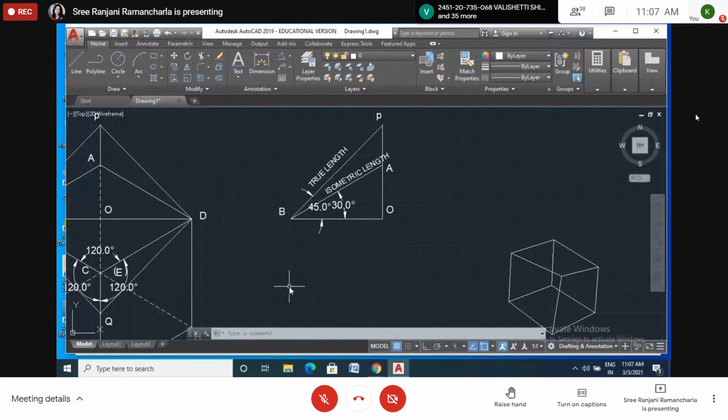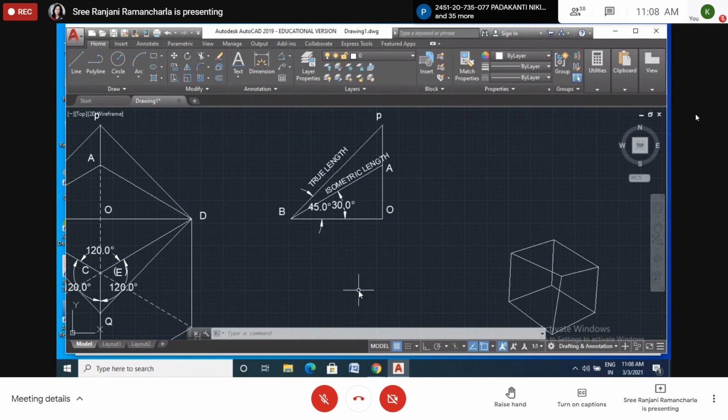The next line. In triangle PBO, cos 45 equals BO by BP, that is equals 1 by root 2. Okay.